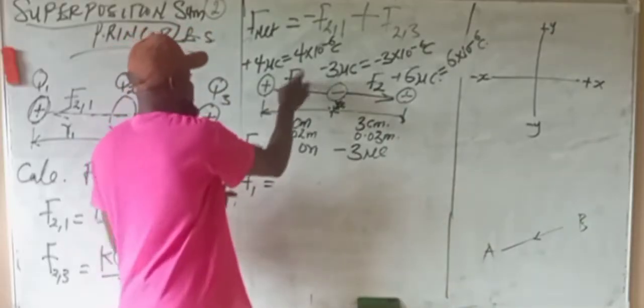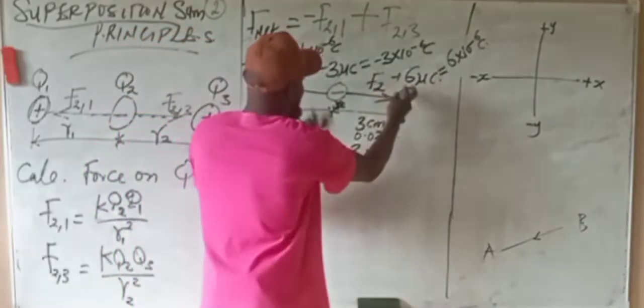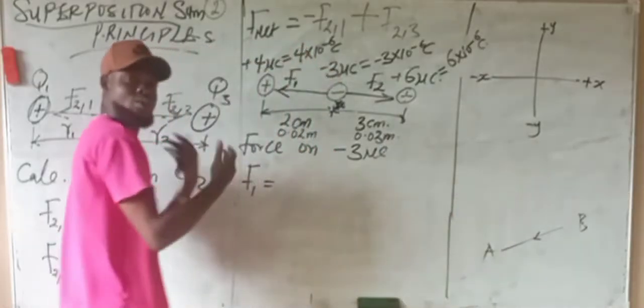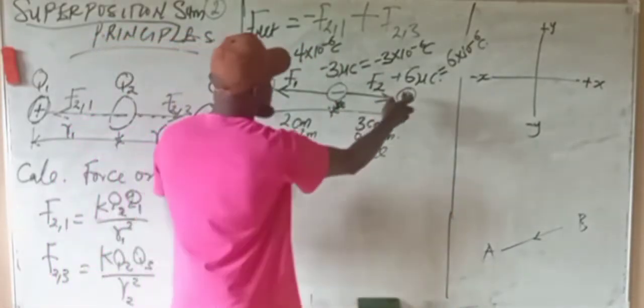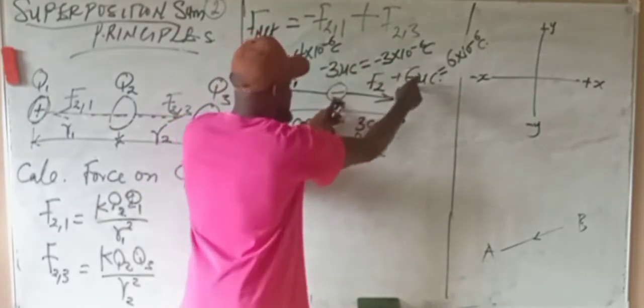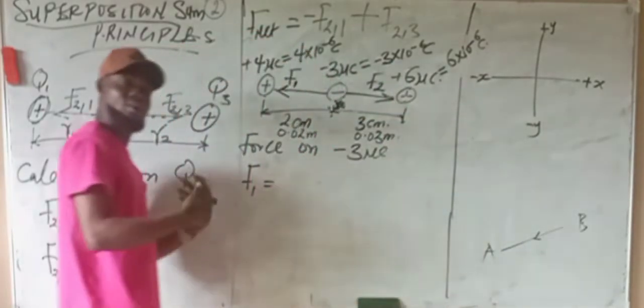The next thing: what is this force of attraction between this and this? What is this force of attraction between this and this? How do you calculate the force between two charges? Okay, Q1, Q2 over their distance square. How do you calculate the force between these two now? Okay, times this over their distance square. This is how to calculate it.